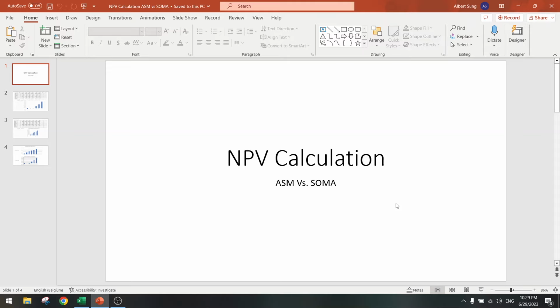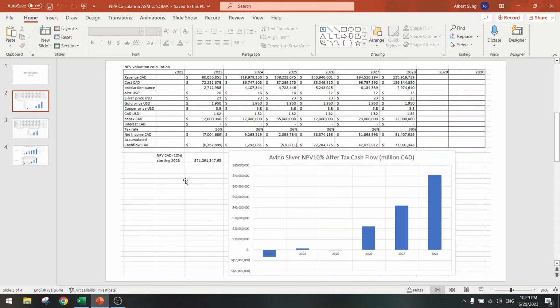So how do we do this? So here is Avino Silver. I used NPV with a 10% discount rate, which is pretty high. Normally you use 8% or even 5%. But 10% is very high. So probably these numbers are a bit undervalued and could be much higher.